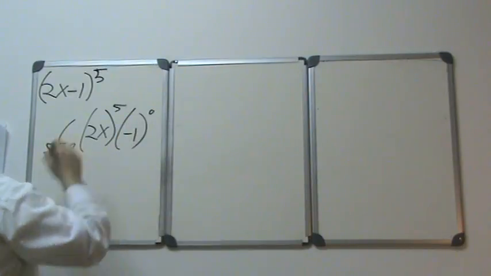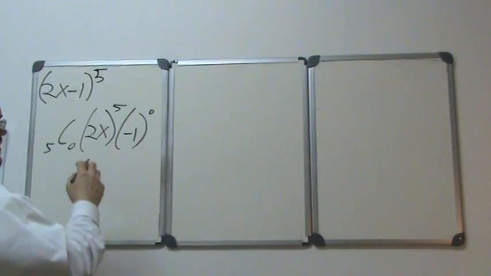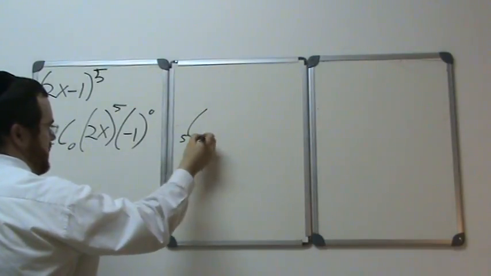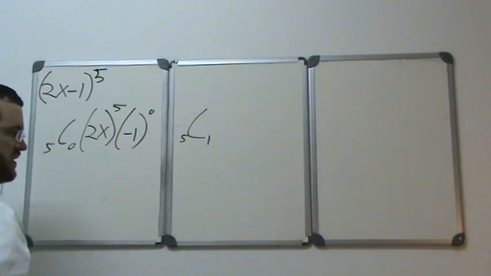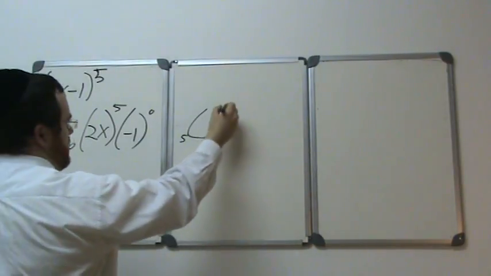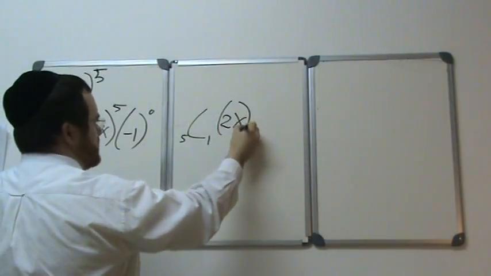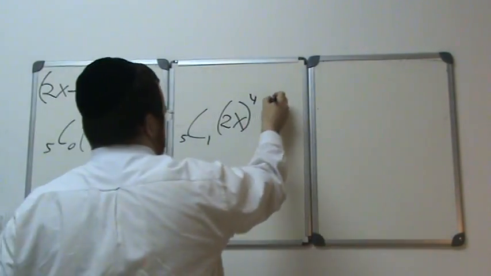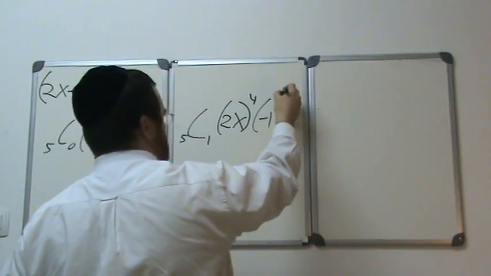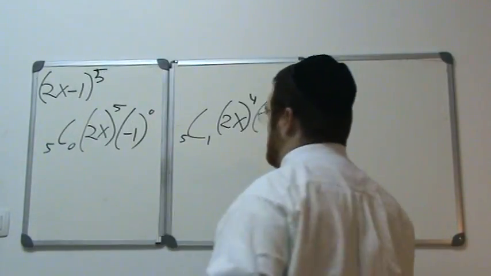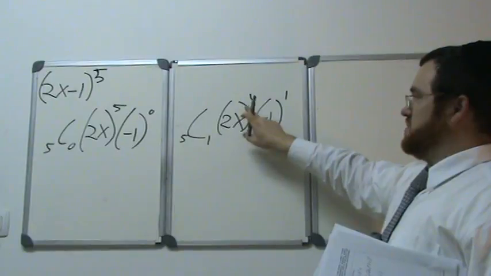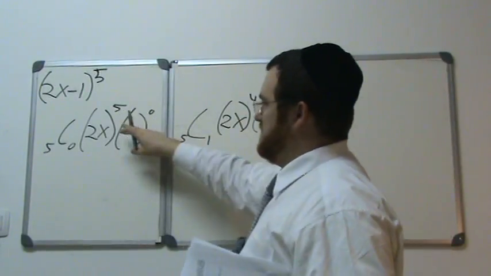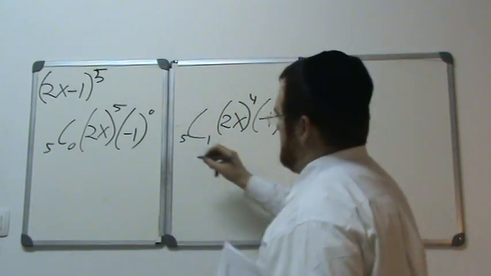and negative 1 is raised to the 0 power. As you go down the combinations, you have 5 combination 1. So then the 2x is raised to the 4th power. It starts going down, and then the negative 1 gets raised to the 1st power. As you go onwards, at the end, 2x should be raised to the 0 power like the negative 1 was, and the negative 1 should be raised to the 5th power like the 2x was.